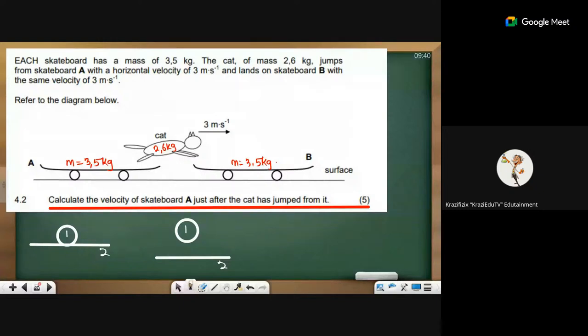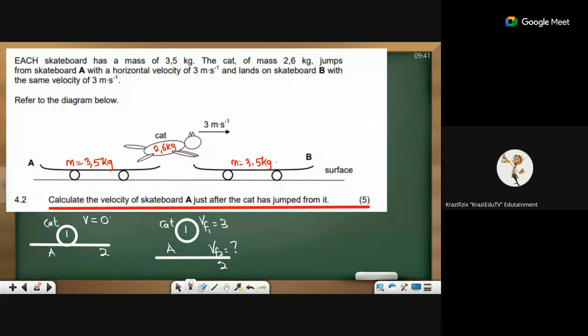What do we know, my dear learners? The question said they were stationary, so the initial velocity is zero. But at the end, the cat jumped with a velocity of 3 meters per second. Final velocity of object one is 3. The question says, calculate the velocity of skateboard A. Do we know the final velocity of object two? No. Remember, this is the cat and this is skateboard A.